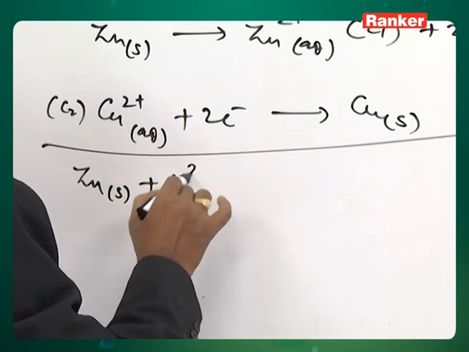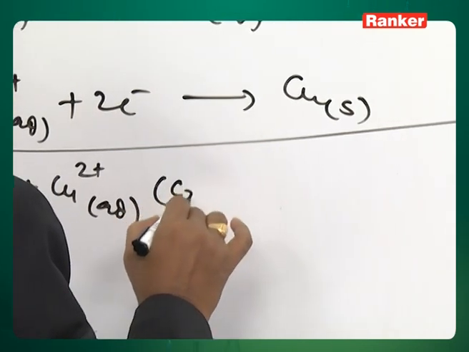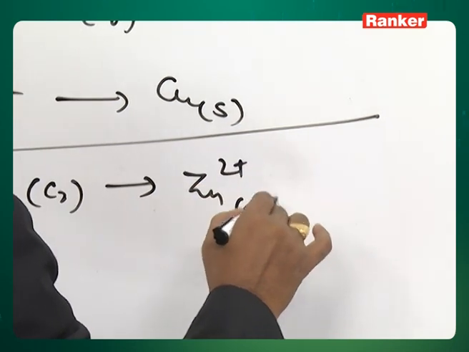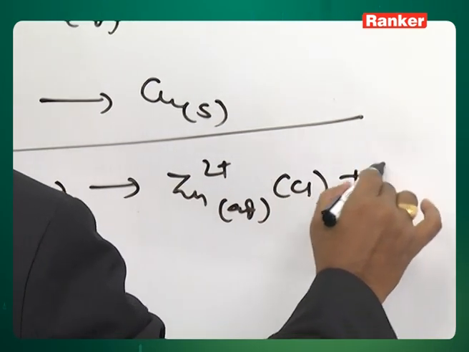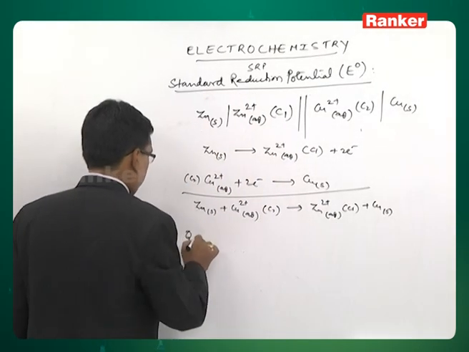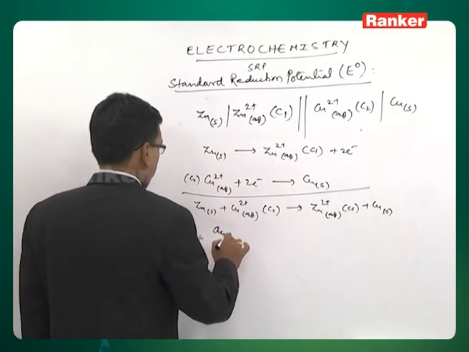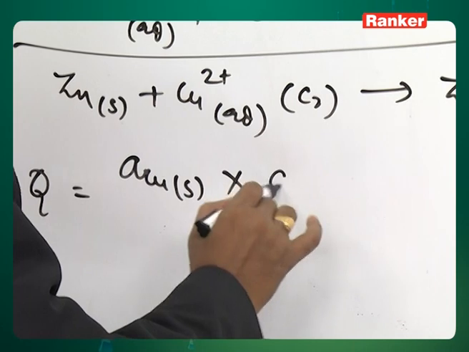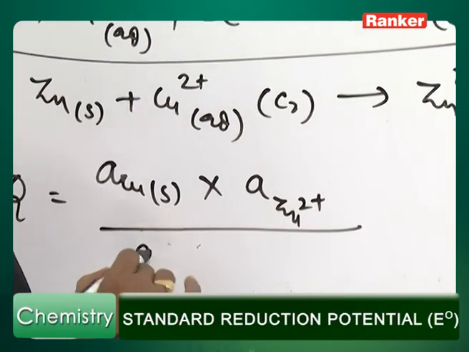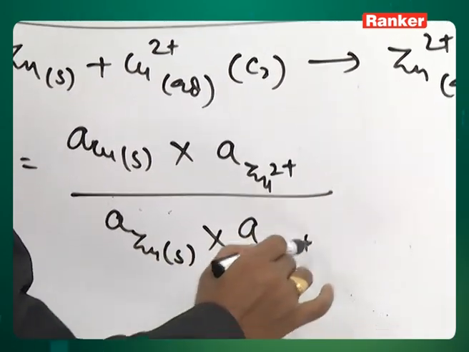So, the overall reaction we write as Zn plus Cu2 plus aqueous, C2, to Zn2 plus aqueous, C1, plus Cu solid. And for this, if you write Q, Q is equal to the active mass of copper solid into the active mass of Zn2 plus, divided by the active mass of zinc solid into the active mass of cupric ion.